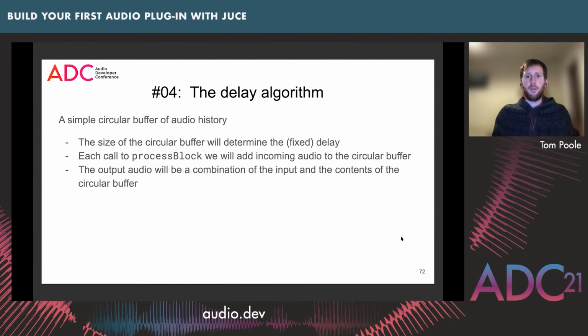To do the delay algorithm, we're going to have a bit of state. We're going to have to remember a bit in our audio processor, and this is a simple circular buffer of audio history, where the size of the circular buffer, so a circular buffer is you keep writing audio data into it. When you get to the end of the buffer, you go back to the start of the buffer and just overwrite whatever is there. So that's going to be our kind of echo length. And each time we go around, the audio data that's already in there is going to get quieter. So the size of the circular buffer is going to determine the fixed delay. And each call we get into process block, we're going to add that audio into the circular buffer.